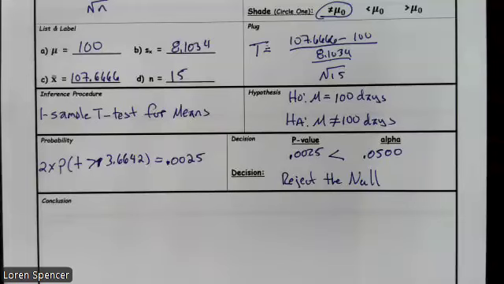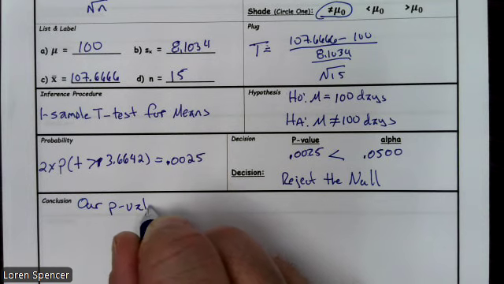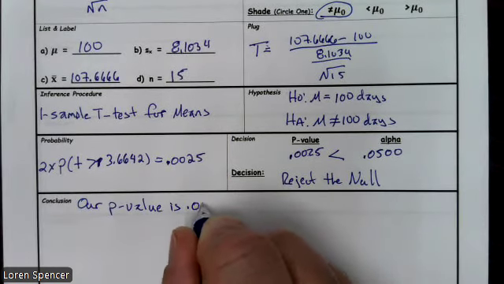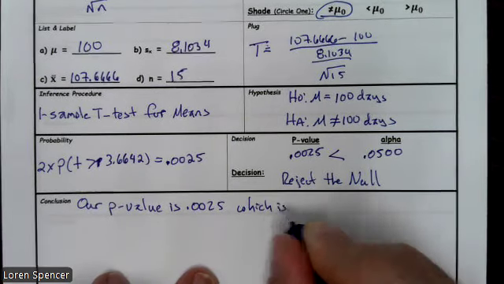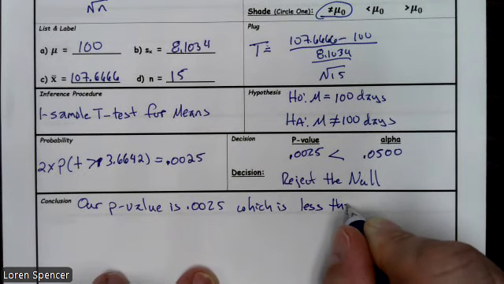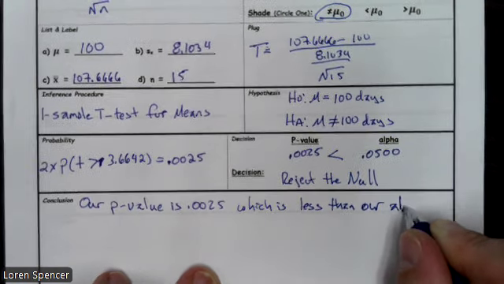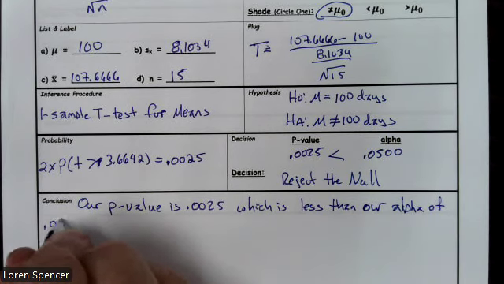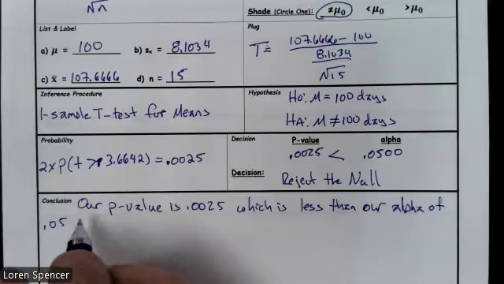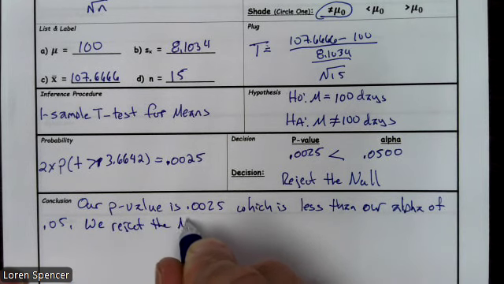And we're going to go ahead and write our conclusion. Our p-value is 0.0025, which is less than our alpha of 0.05. And by the way, if you wanted to use a symbol, you could have. Now you state your decision. We reject the null.